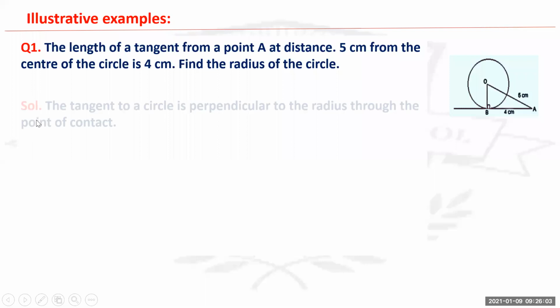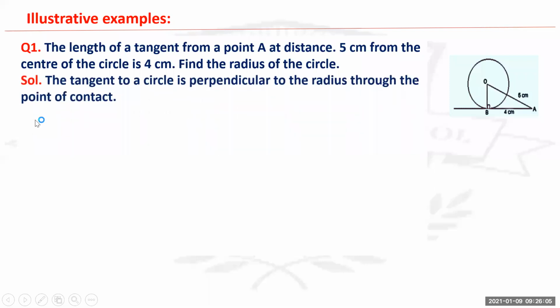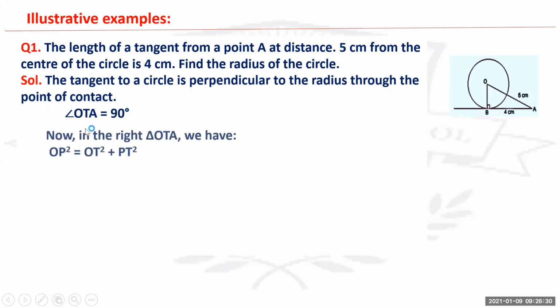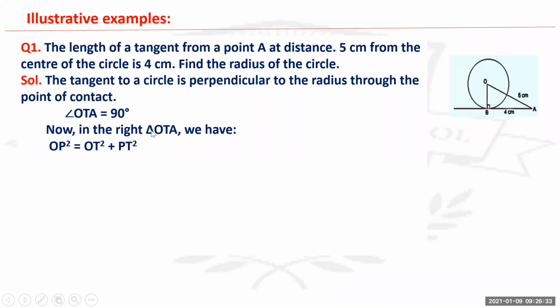Now you know the property of tangent and radius. The tangent to a circle is perpendicular to the radius through the point of contact. Now here the point of contact is B. That means OB is going to be perpendicular to EB. So you get angle OBA equals 90 degrees. Here it's OTA, but it should be OBA. Now in triangle OTA, instead of this point B, we take that as point T.